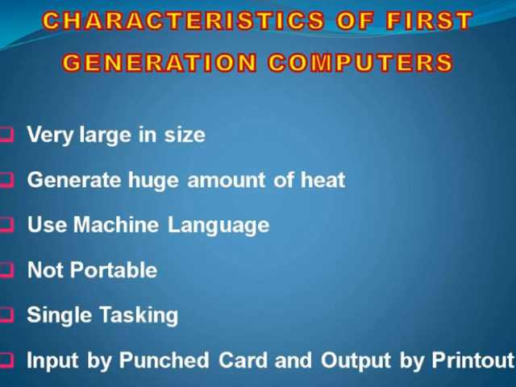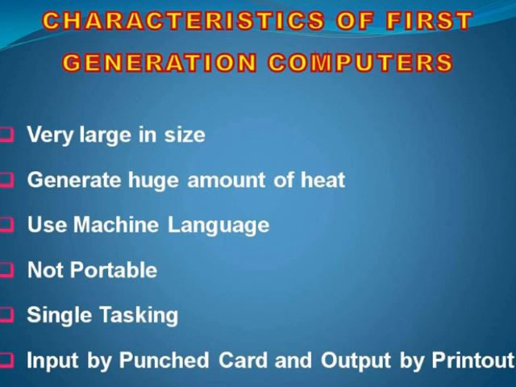Since vacuum tubes are used for the entire circuitry, the system will be very large in size. Also, first-generation computers will produce a large amount of heat. So, we have to place the system in an air-conditioned room. Otherwise, the system will not work.